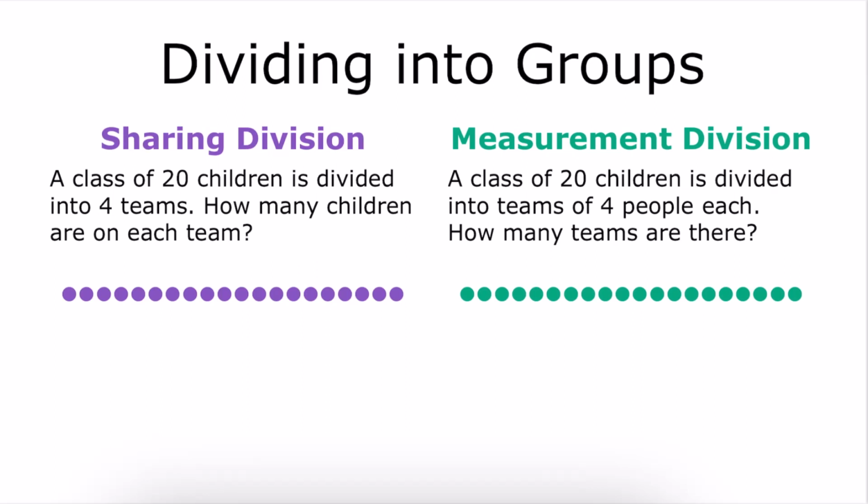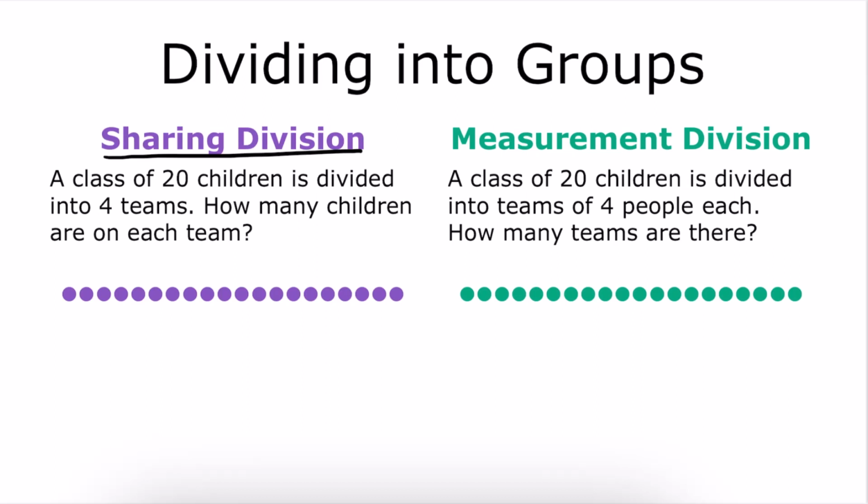So now let's talk about division. One way that you can think about division is that you have an amount and you're going to split it up into groups. And the way that you split it up into groups can be thought of in 2 different ways. The first way is called sharing division. An example of this would be if a class of 20 children is divided up into 4 teams and you want to figure out how many children are on each team.